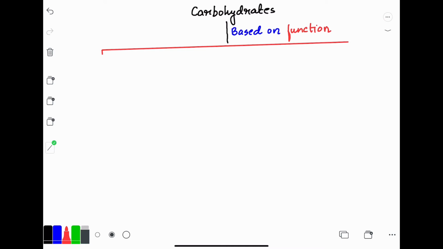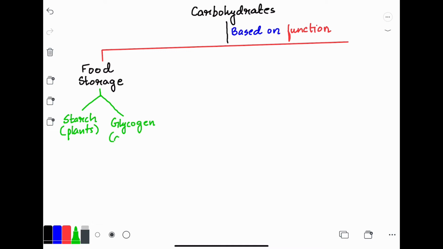The first one is the food storage carbohydrates, that mainly function as food storage materials. This classification contains starch, which is the food storage form in plants, glycogen, the storage form of glucose in animals, and also inulin. Inulin is also a storage polysaccharide. It's found in roots of dahlia and artichokes.